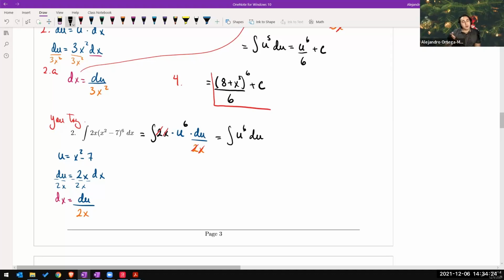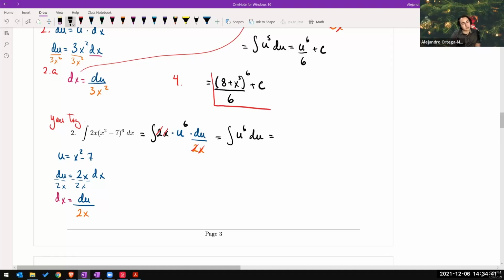And again, guys, the whole purpose of getting a du is so that we're able to perform the integral. If you have a u dx, that doesn't work. Or if you have an x u du, doesn't work either. You must have only u's and du's, no mix and matching between the variables.